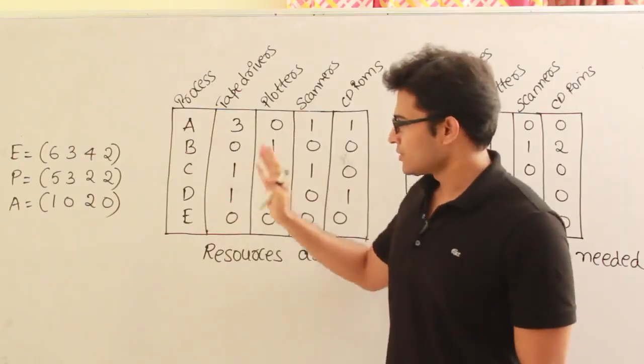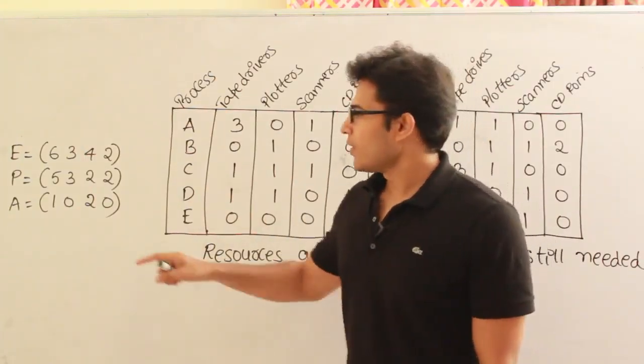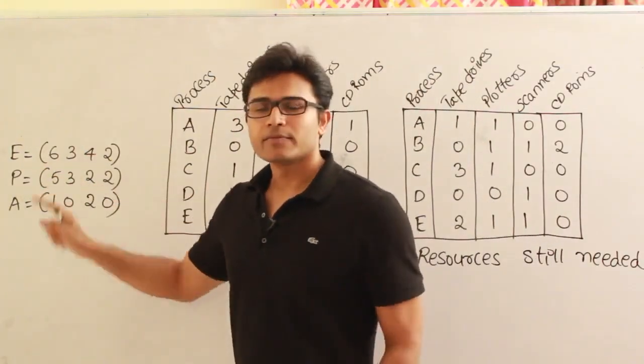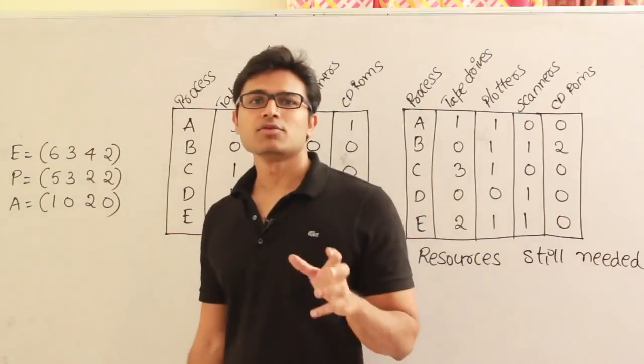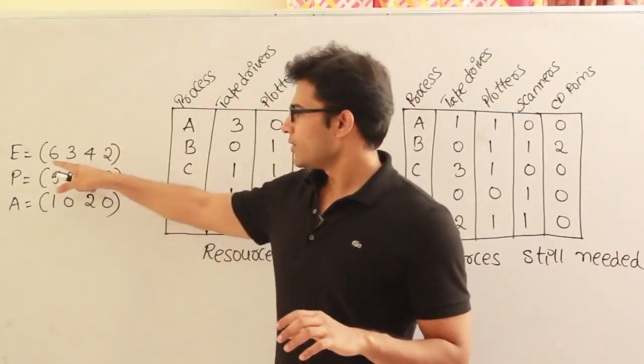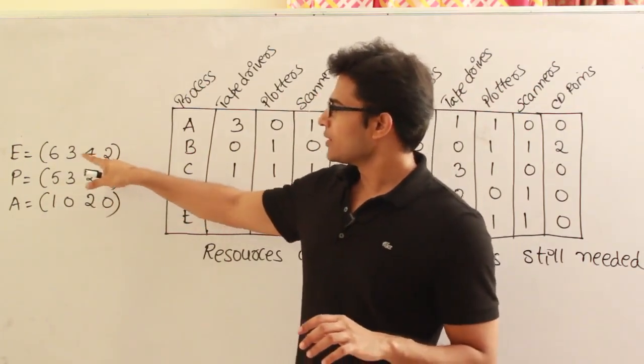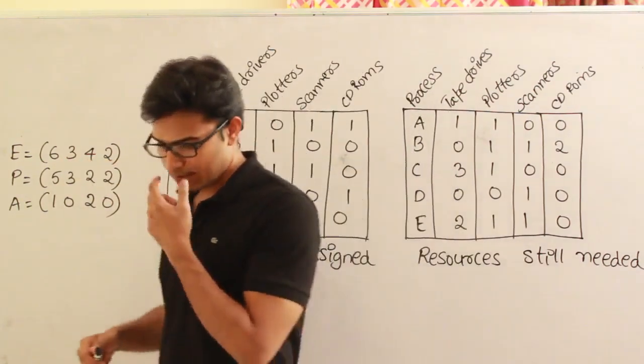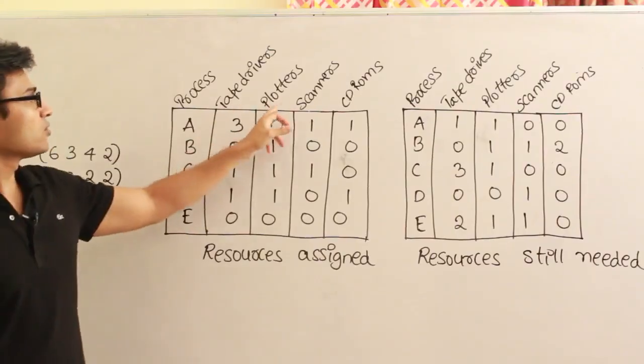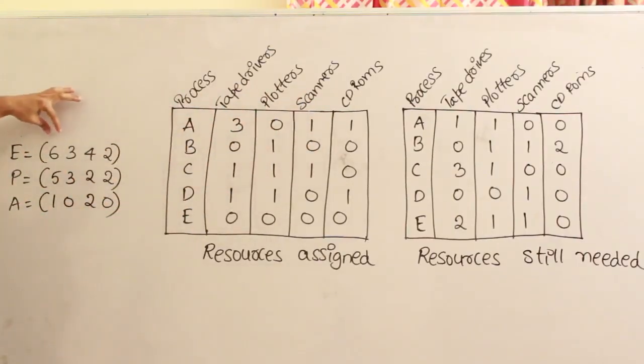Okay, so now in this terminology, this author is saying this. Now he has given a vector E, and E means the total number of resources available, right? So the E vector represents how many total resources are available in the system. How many resources are there? 1, 2, 3, 4, right? The first one represents tape drivers, then plotters, scanners and CD-ROM. It means that in the system we have 6 instances of tape drivers, 3 instances of plotters, 4 instances of scanners and 2 instances of CD-ROM.